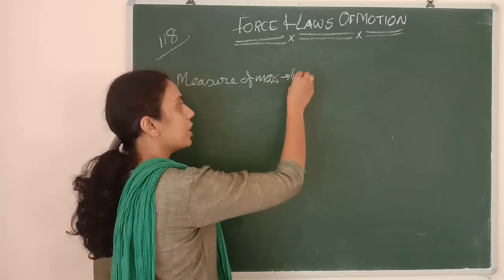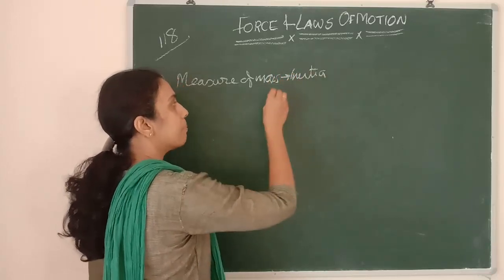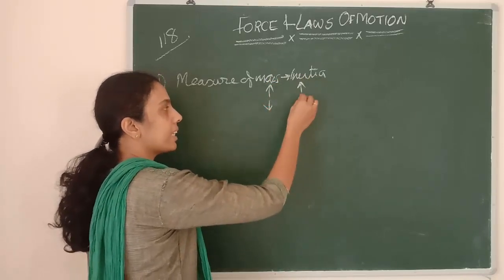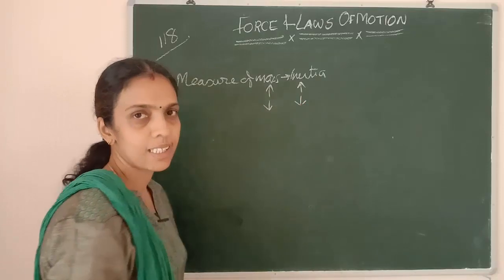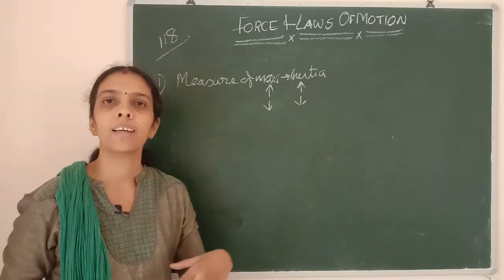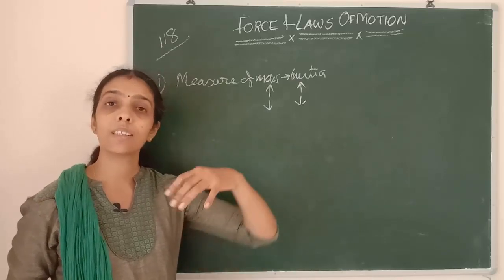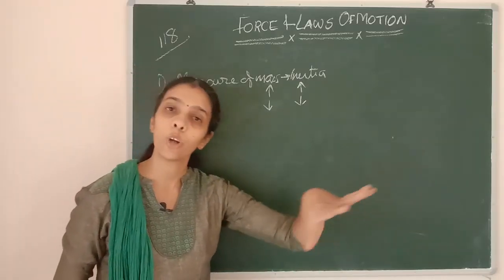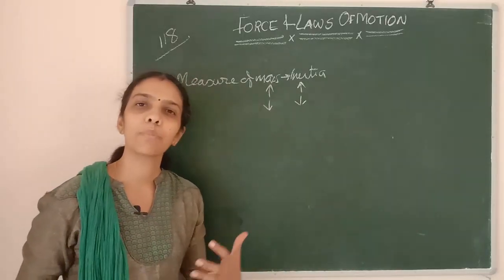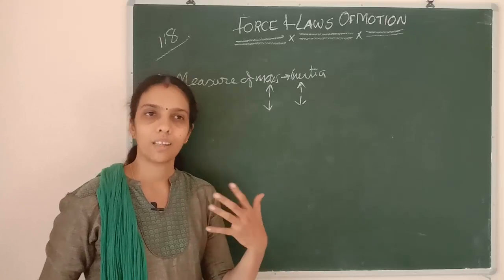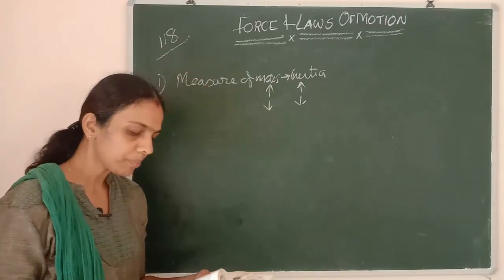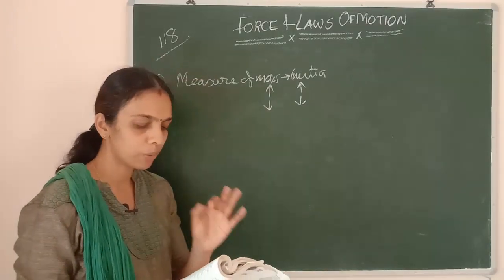Inertia is a measure of mass, meaning as mass increases, inertia also will increase. As mass decreases, inertia also will decrease. That means if we have a higher mass, the object will have the tendency to continue in its state of rest for a long time. If the mass is less, then the inertia will also be less for them. Okay, so here, which of the following has more inertia?